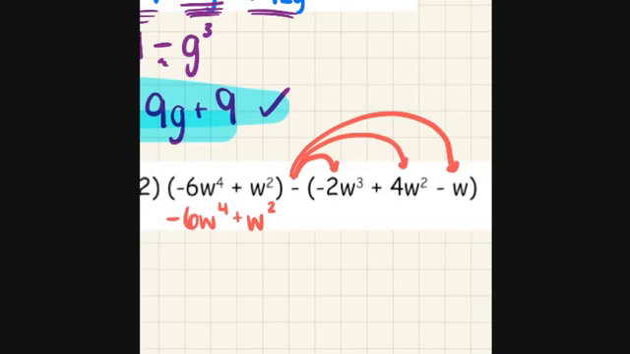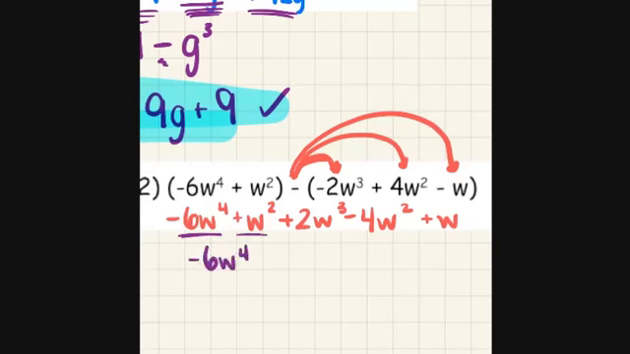Negative times negative 2w makes a positive 2w to the third. Negative to a positive 4w squared makes a negative 4w squared. And a negative to a negative w makes a positive w. The key is making sure we distribute that negative to all of the parts. We don't want to miss any. I can combine my like terms.